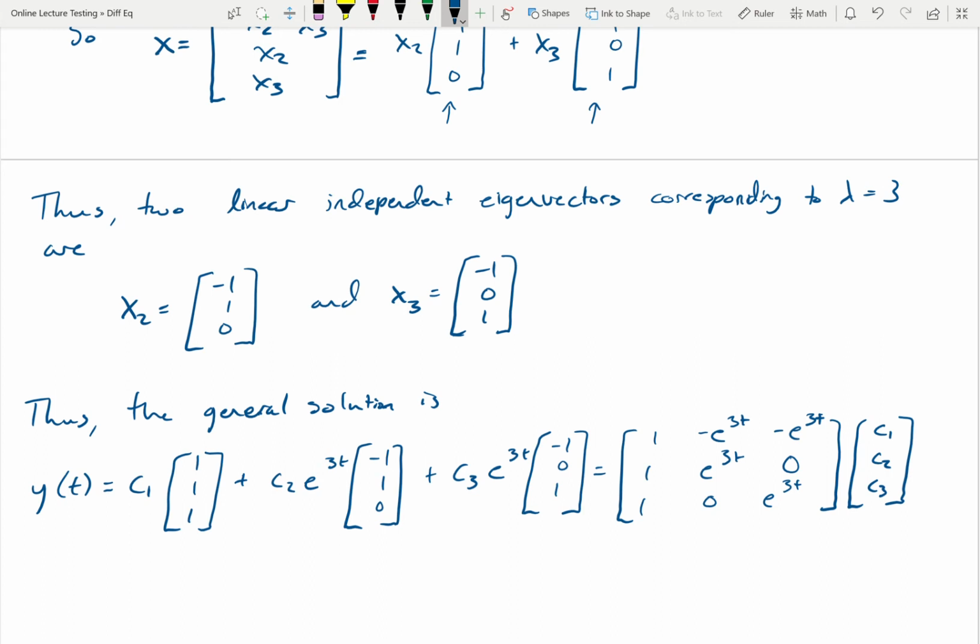And a way that we can check that is to find the determinant of the 3 by 3 matrix using the 3 eigenvectors and show that it's not equal to 0. And that's all we'd have to do. That would show that it's a fundamental set in that case. All right, so moving on.